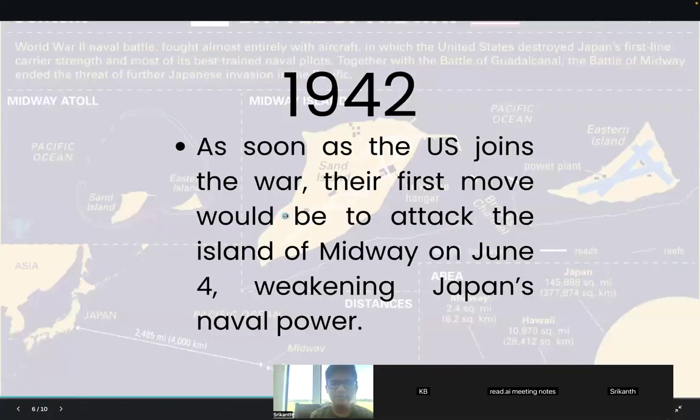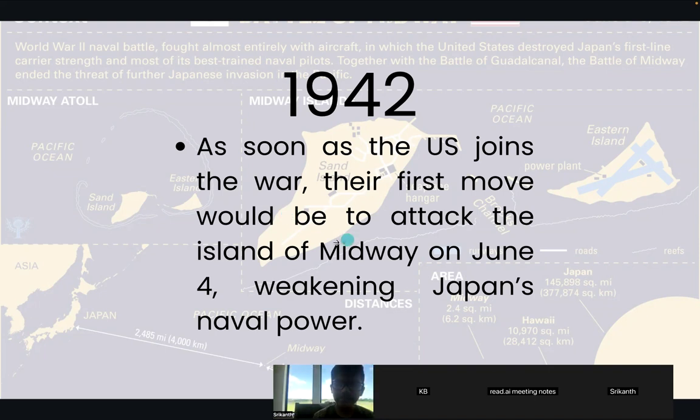In 1942, as soon as the US joins the war, their first move would be to attack the island of Midway, a Japanese island back then, stranded across the Pacific. As you can see, Midway would be here. This severely weakened Japan's naval and air power because Midway was a significant base for Japan.